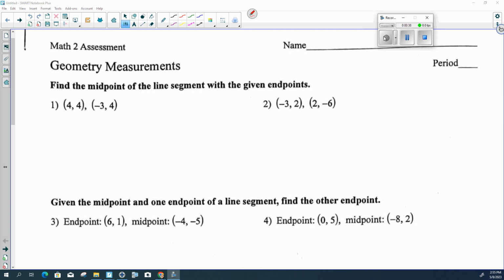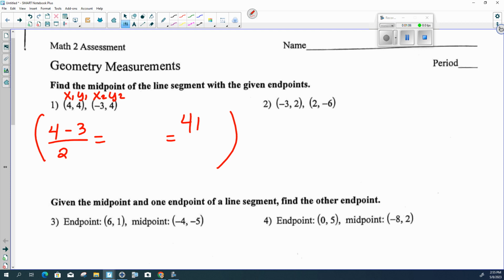So find the midpoint of the line segment. We learned that to find the midpoint, we're finding the average of the x values and the average of the y values. To find the average, you add things together and divide it by the number of values. So that's my x1 plus x2 divided by 2, and then y1 plus y2 divided by 2.